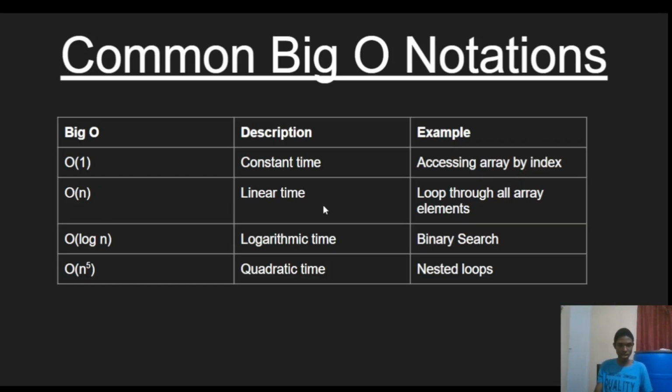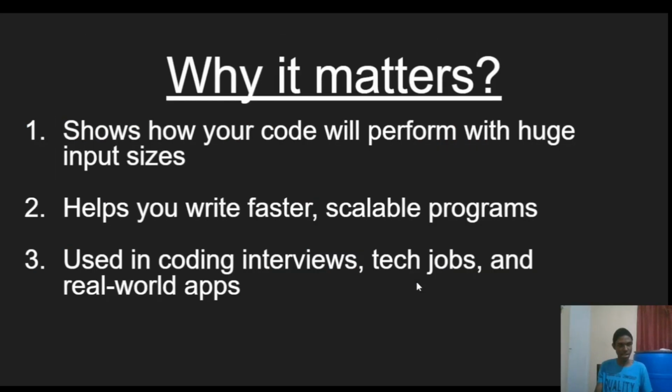O of n, linear time, means looping through all elements in an array or list, guys. O of log n, logarithmic time. One example would be the binary search algorithm. O of n to the power of 2, quadratic time. An example of this would be nested loops.